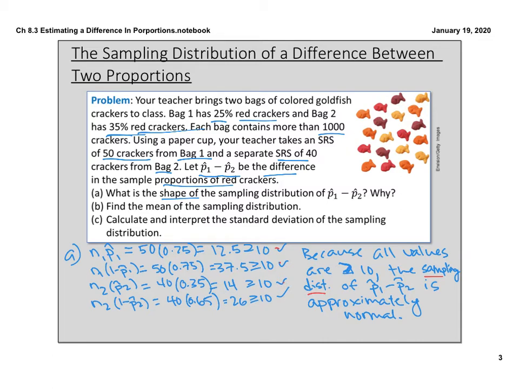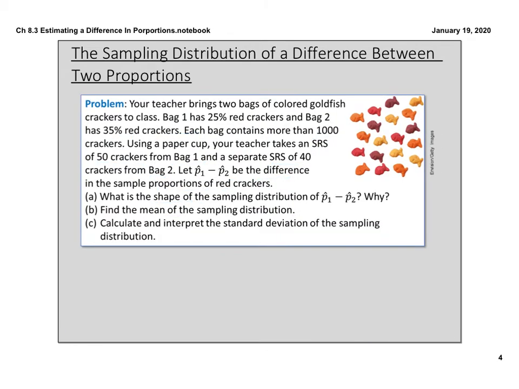Okay, now let's go on to B. In part B, it says find the mean of the sampling distribution. All right, so now that I know that it's normal, I can say that the mean of p hat 1 minus p hat 2 is going to be 0.25 minus 0.35, which is negative 0.1. And yes, it's okay to have a negative mean here because it's a difference in means. So you can have a negative difference.